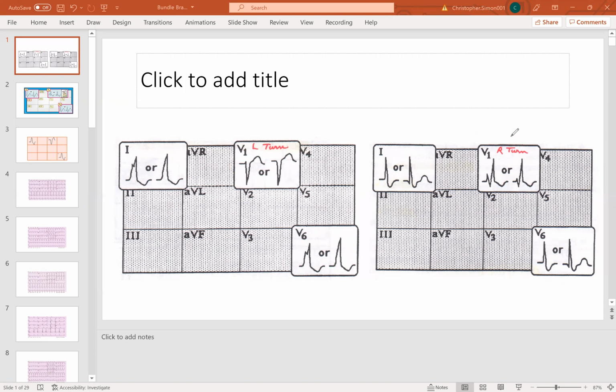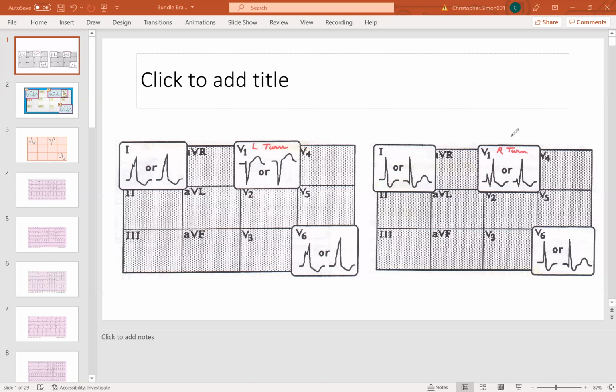Okay, so it's just like a turn signal, right? If you make a left turn, your turn signal goes down, right? So left bundle branch block, left turn signal, it goes down. If you make a right turn, where does your turn signal go? You move it up to the right, right?